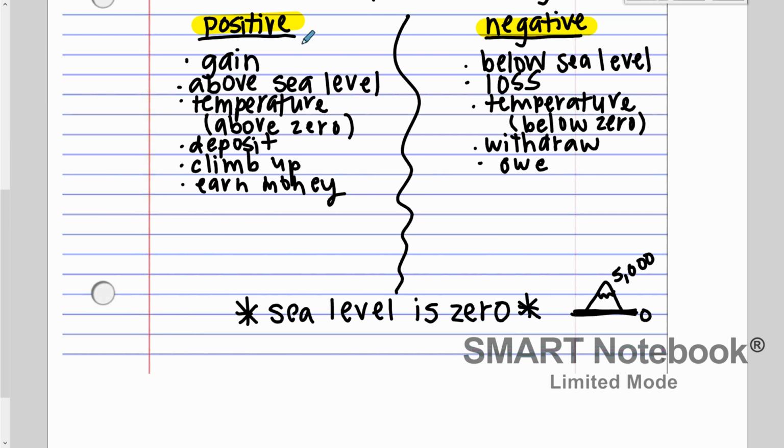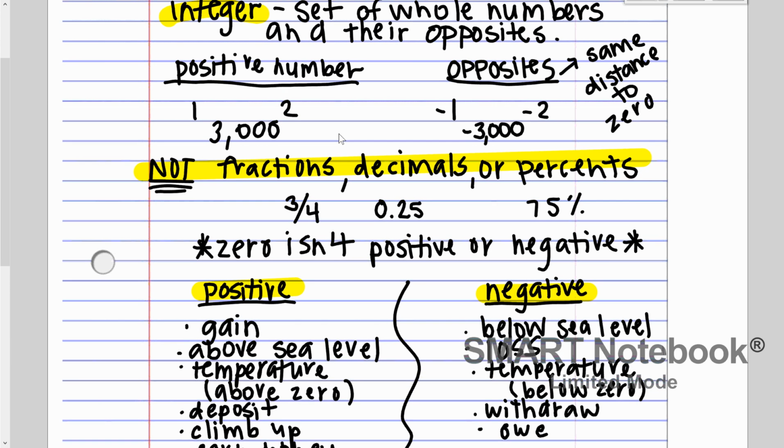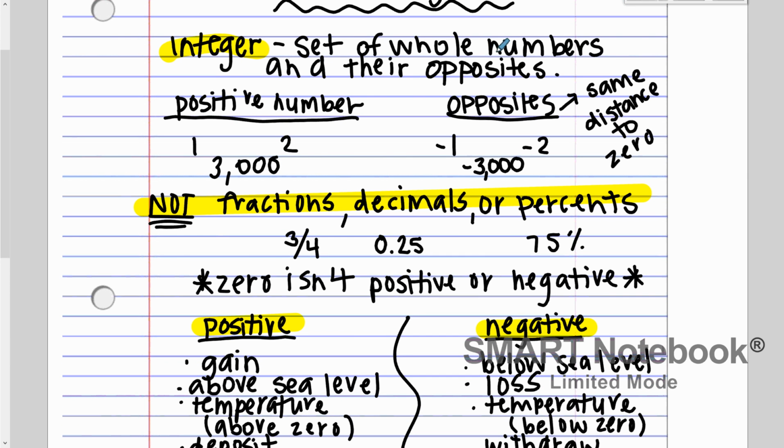This pretty much just sums up everything for today. Just remember, integers are whole numbers and they're opposites. So they're not fractions, decimals, or percents. That's a big takeaway from today. They are whole numbers like 1, 2, 4, 5, 25, and then the negative of those whole numbers also.